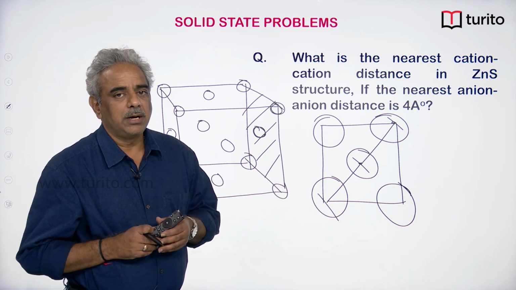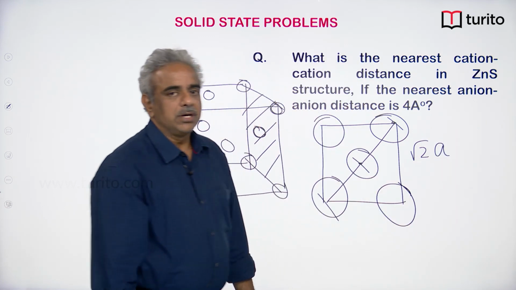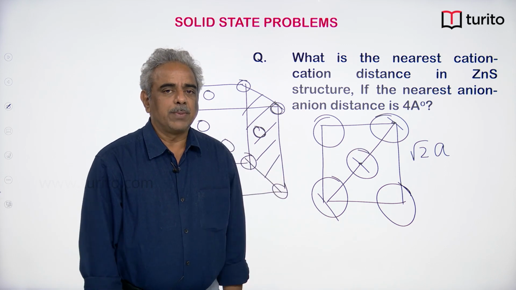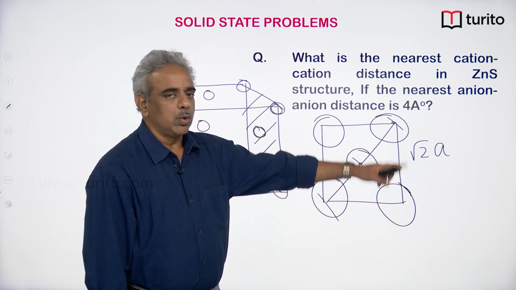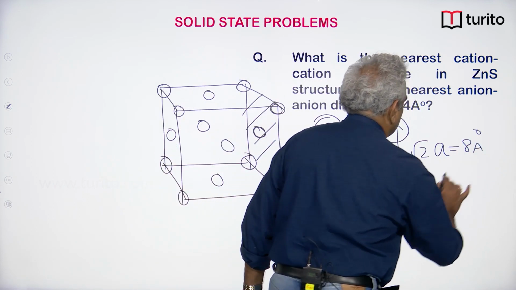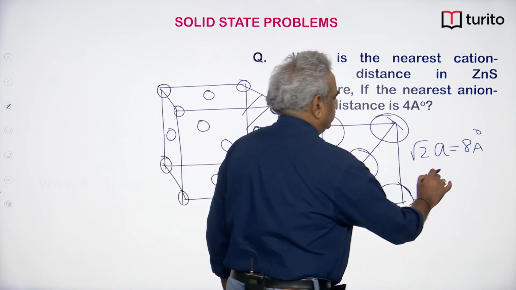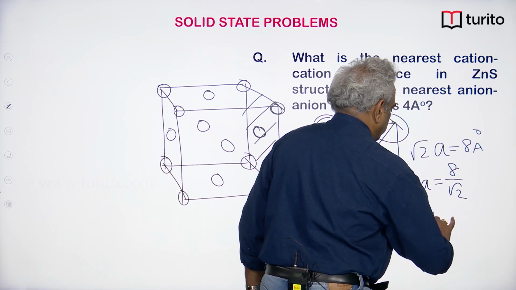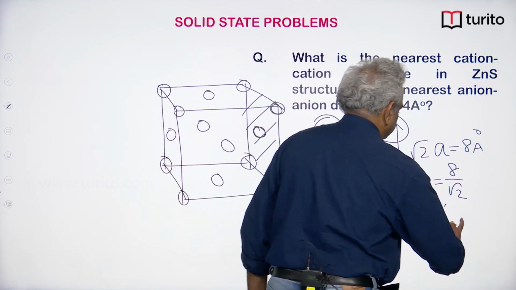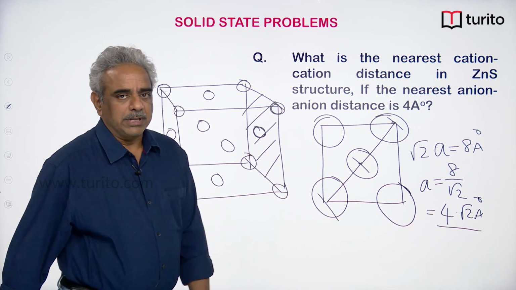What is face diagonal? Edge length A into root 2, because this is A, this is A. So, as per Pythagoras theorem, this will be root 2 A. That root 2 A happens to be 8 angstroms. So, what is A? 8 by root 2. That gives me 2 into 4, 4 root 2 angstrom. Remember this, remember this.